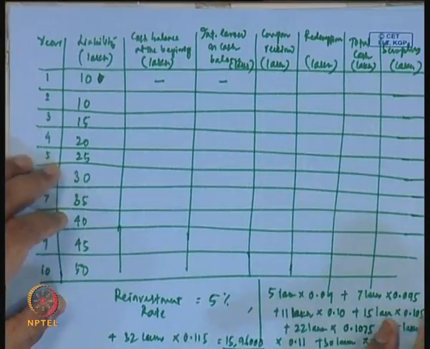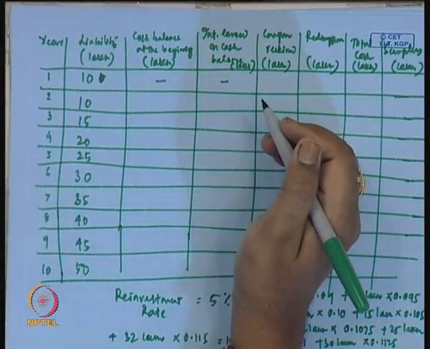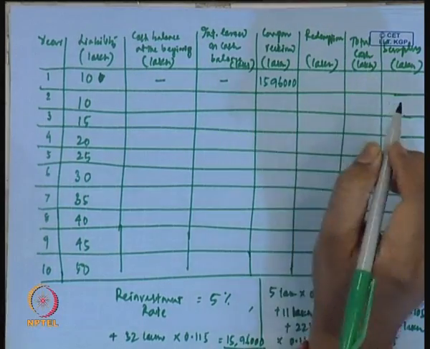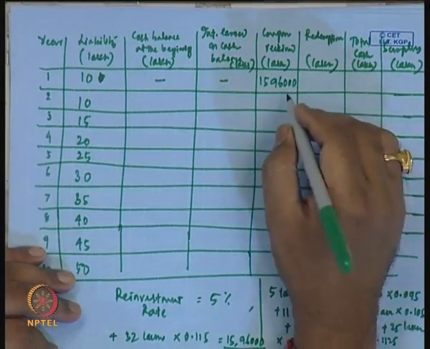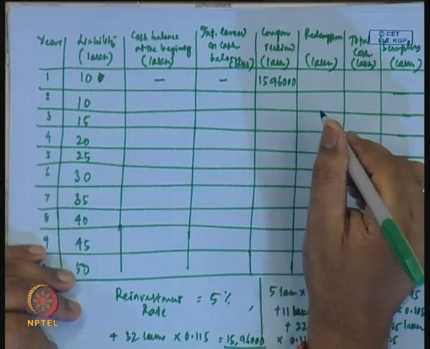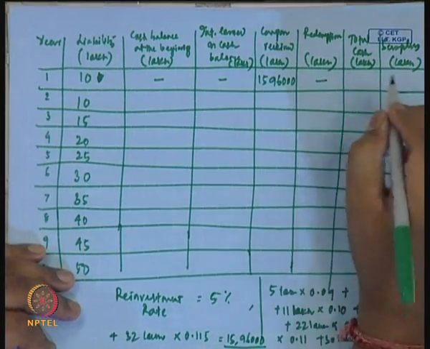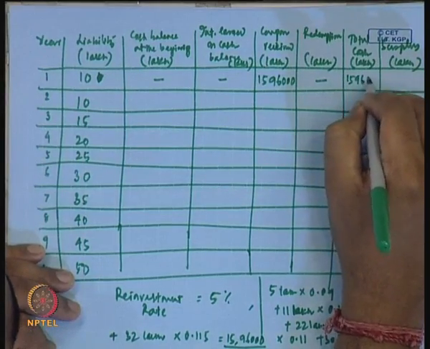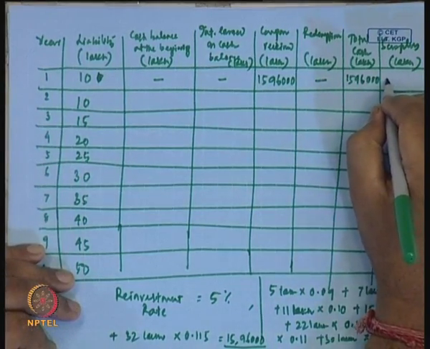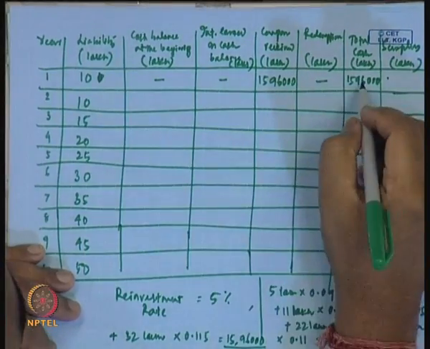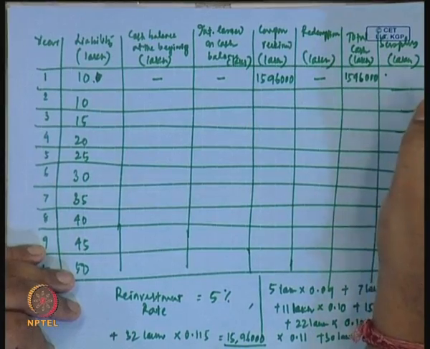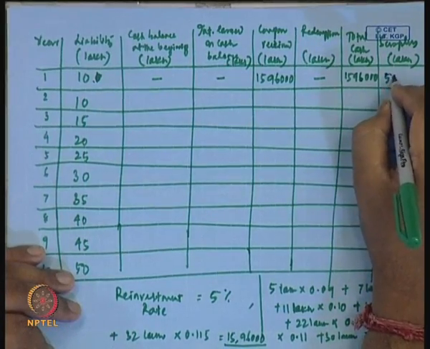So in the first year the coupon received will be 15 lakh 96,000, and that will be your coupon payment received. Redemption is nothing. Total cash available is also 15 lakh 96,000. Surplus is this minus this, which will be 5 lakh 96,000.